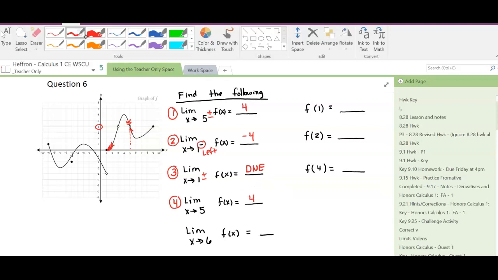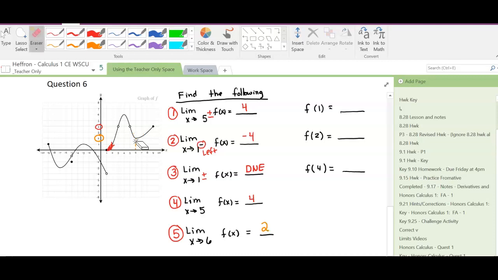For number 5, the limit as x approaches 6, same thing. We're going to look at 6 coming in from the right. We approach 2. Coming in from the left, we also approach 2. So that limit is 2.